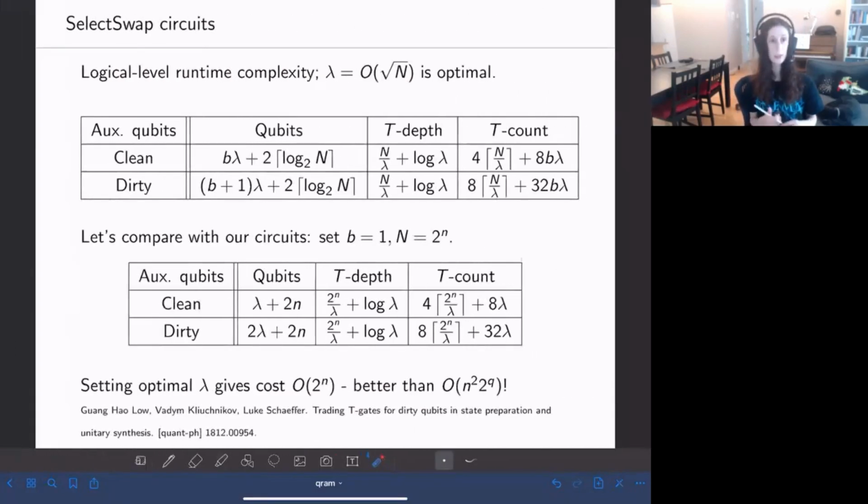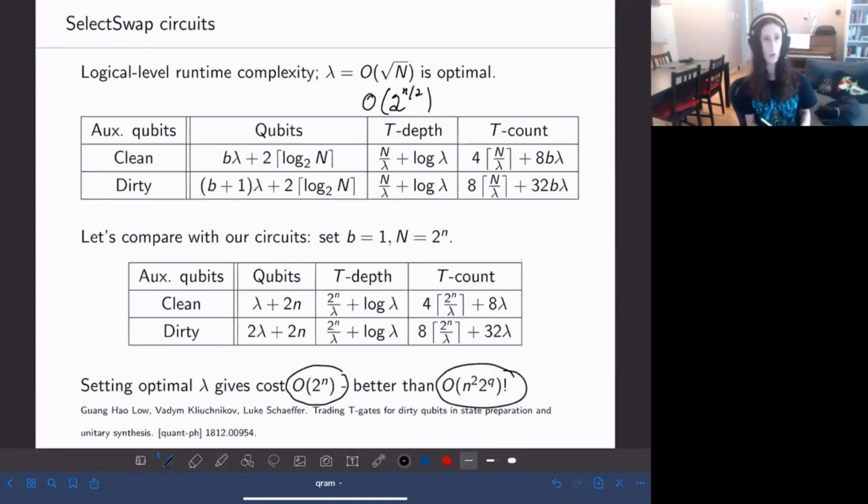But what the complexities look like for this is significantly better. You can actually solve for an optimal splitting fraction, and it ends up being the root of the amount of data, which in this case would be 2^(n/2). And they calculated the T-depths for this as well, so we can compute the cost, and you get something that's just on the order of 2^n. So on the order of the amount of data you have, which of course is better than what the original qROM and the parallelized qROM will give you.